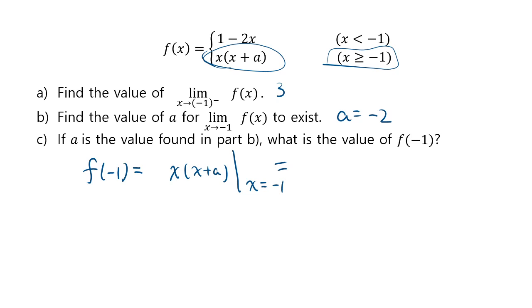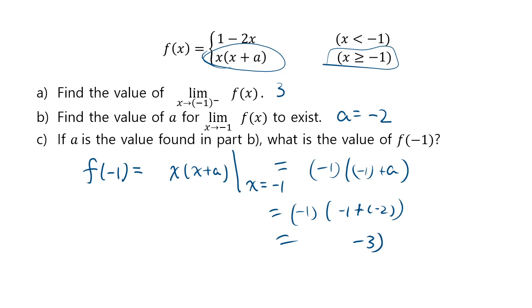Okay, so you plug in negative 1, you get negative 1 times negative 1 plus a. Oh, but a is negative 2, right? So that's negative 1 times negative 1 plus negative 2. Negative 1 plus negative 2 is negative 3, times negative 1, so that must be positive 3. And that's the answer to part C.